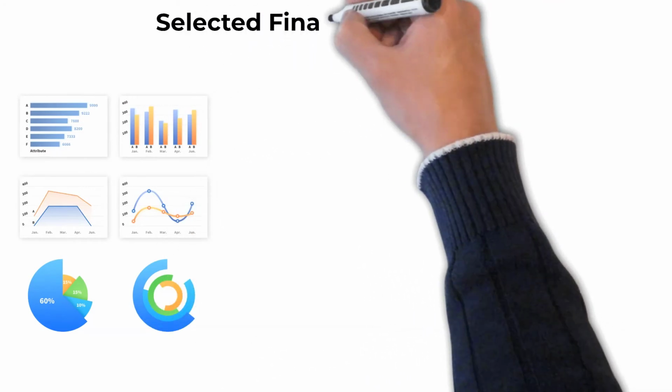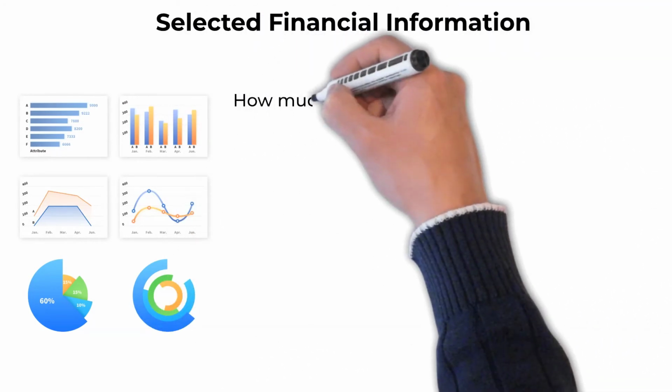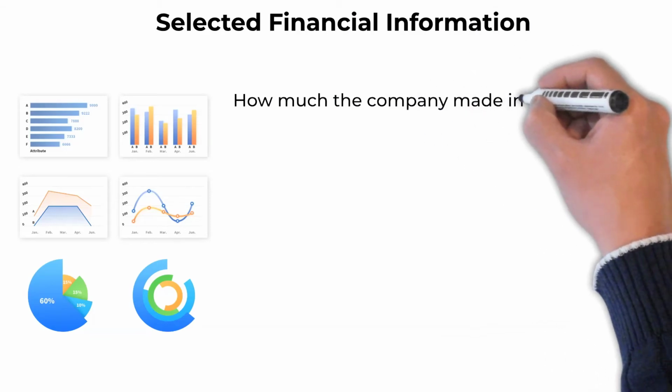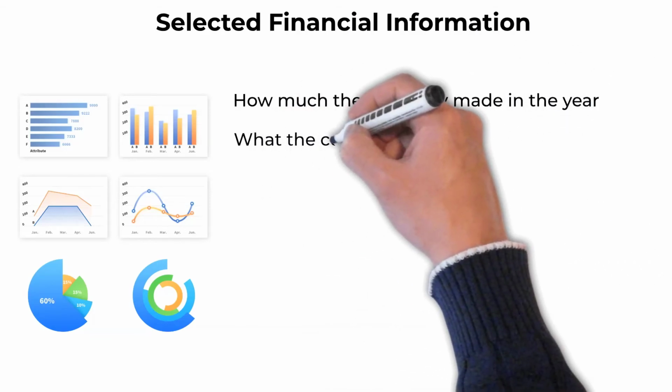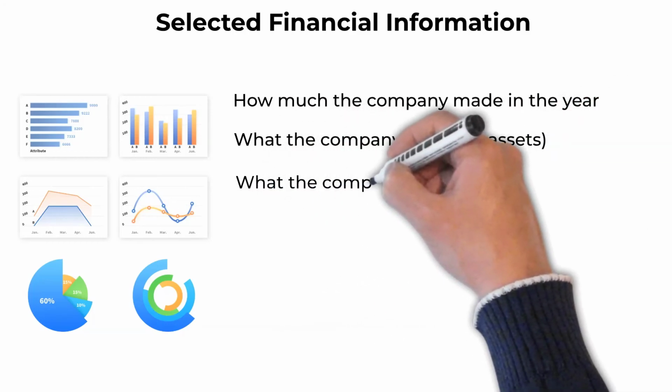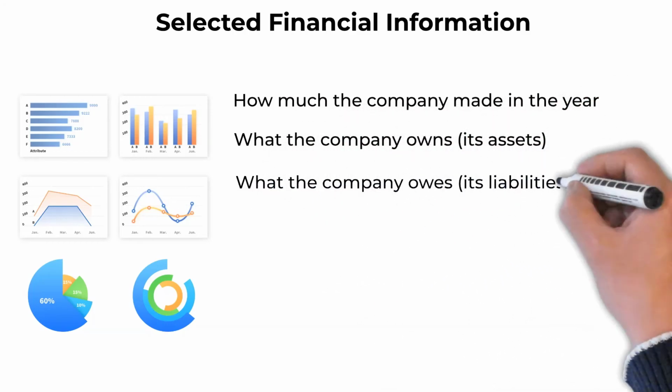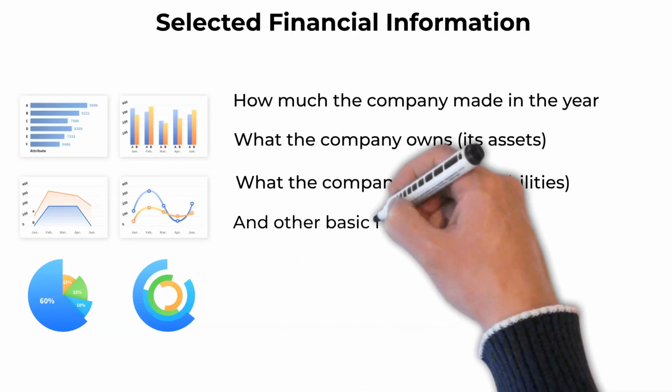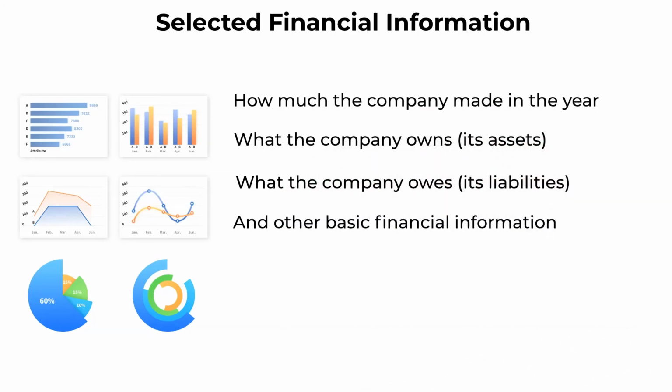The selected financial information covered in an annual report summarizes how much the company made over the past year, what the company owns, in other words, its assets, what the company owes, in other words, its liabilities, and other basic financial information.